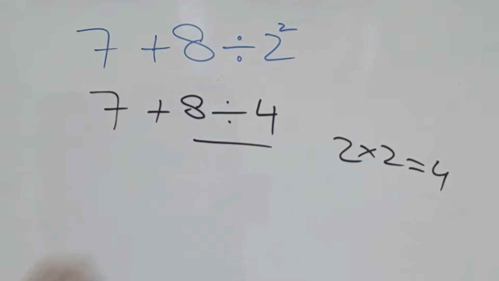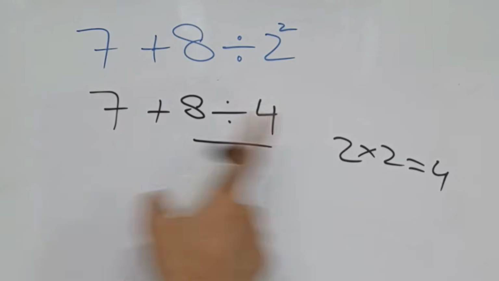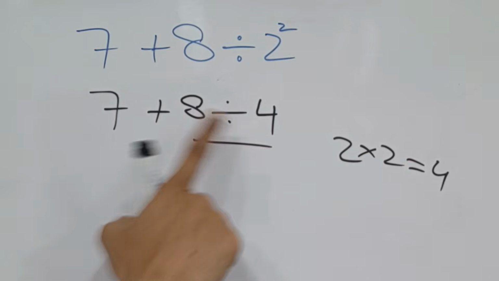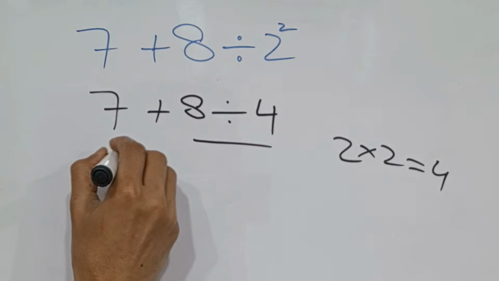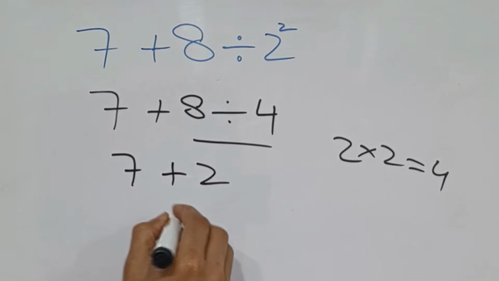So divide first. Multiplication and division have equal priority. We must go left to right. Then addition and subtraction after multiplication and division. So 7 plus 8 divided by 4 equals 2 and 7 plus 2 equals 9.